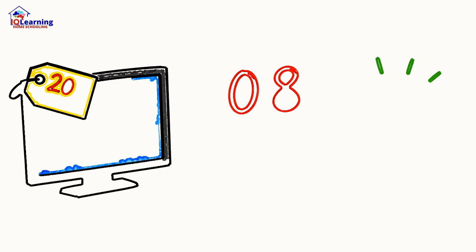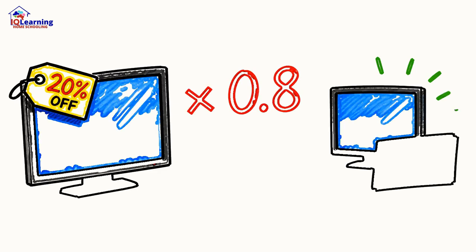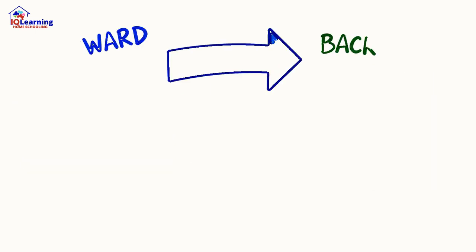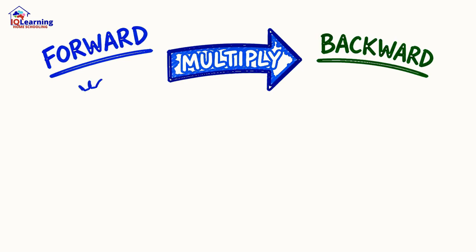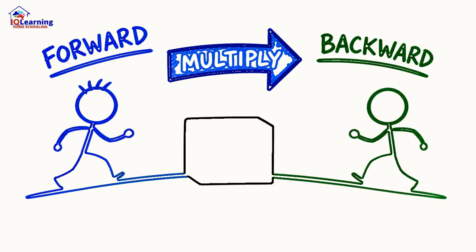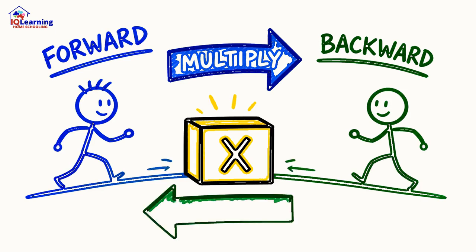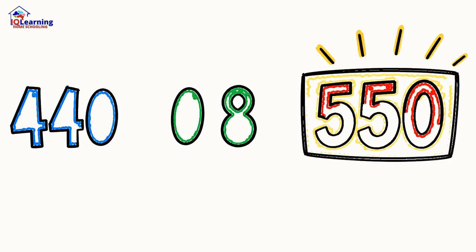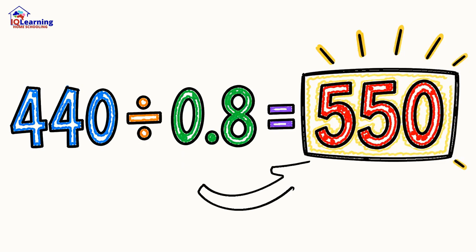Now, back to that TV. To get the sale price, the store multiplied the original price by 0.8. The rule is simple. To go forward in time, you multiply. To go backward and find the original price, you do the opposite. You divide. So 440 divided by 0.8 equals $550. That was the original price.